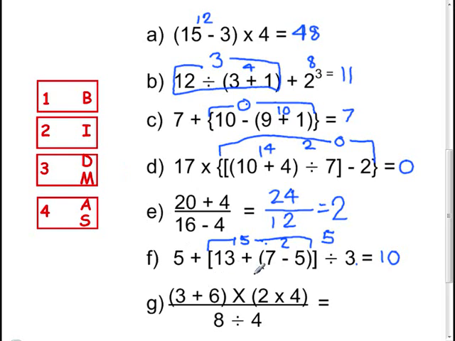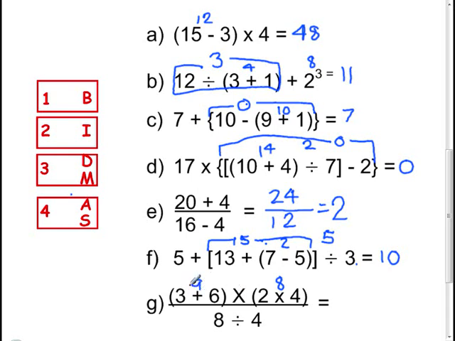Now, there's two sets of brackets. One's got addition, one's got multiplication. And I might just go ahead and do the multiplication first because I'm in the habit of always doing multiplication before subtraction. 2 times 4, that's 8. Now for the addition, 3 plus 6, well that's 9.